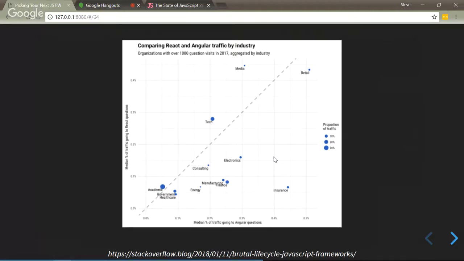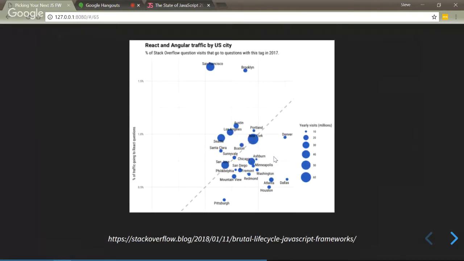There are a couple of interesting stats from that brutal lifecycle article. This is a breakdown by different industry between React and Angular. And what we find is tech and media on the React side, academic barely. Insurance, manufacturing, finance on the Angular side. And if you want to stereotype that into geographies, we find similar things. Ashburn, Chicago, Washington, Redmond on the Angular side.